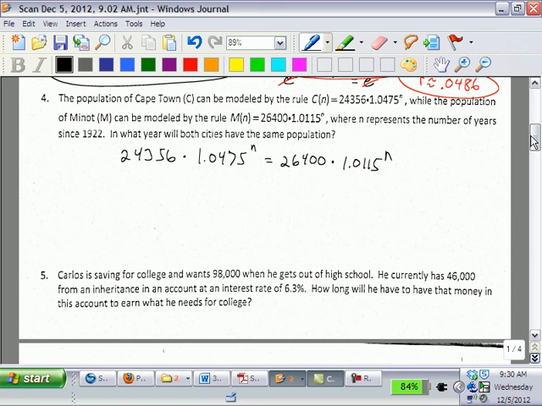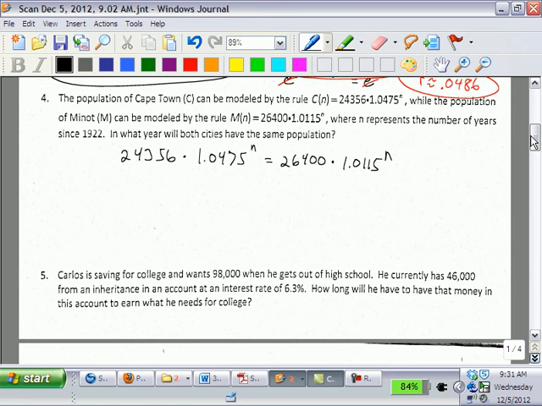So this one, we're going to get a little creative. My goal is to get to a point where both sides are in a common base. What base do you think we're going to use for this one? 10. Okay.